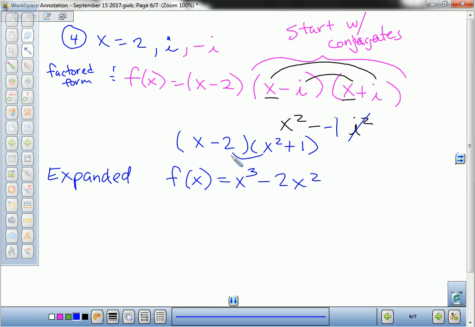Now I'm going to do the linear. x times 1 is positive x. Now I'm going to do my constant. Negative 2 times 1 is negative 2. If you didn't do it in the right order, you just have to rearrange it at the end. Not a big deal. Make sense? All right, last one.